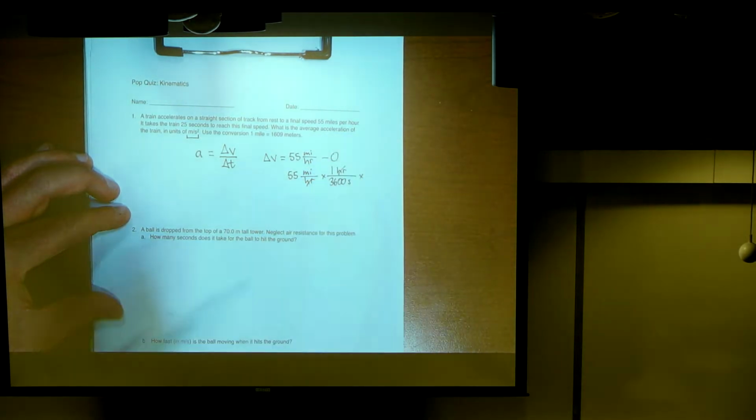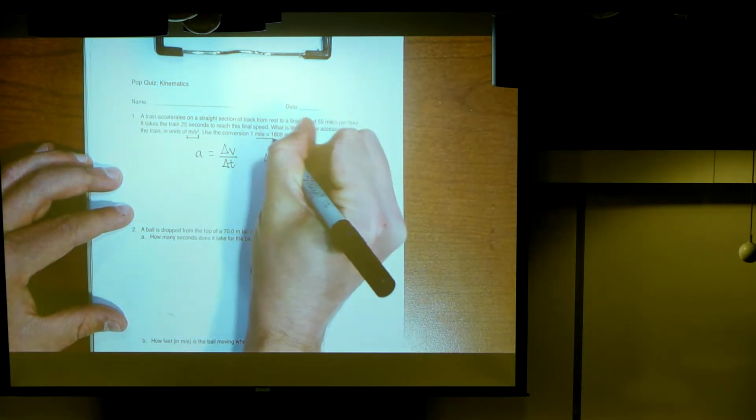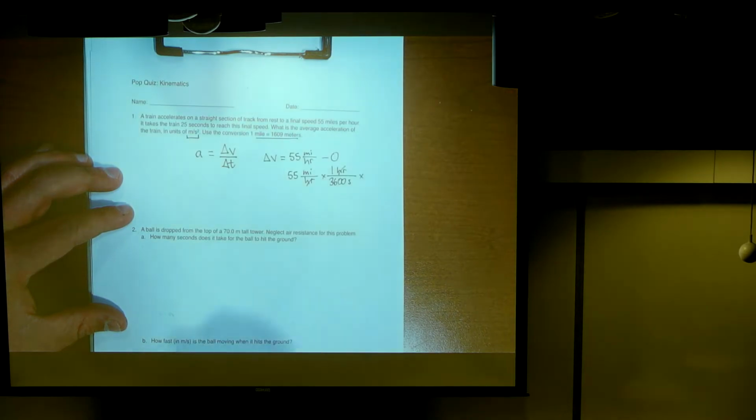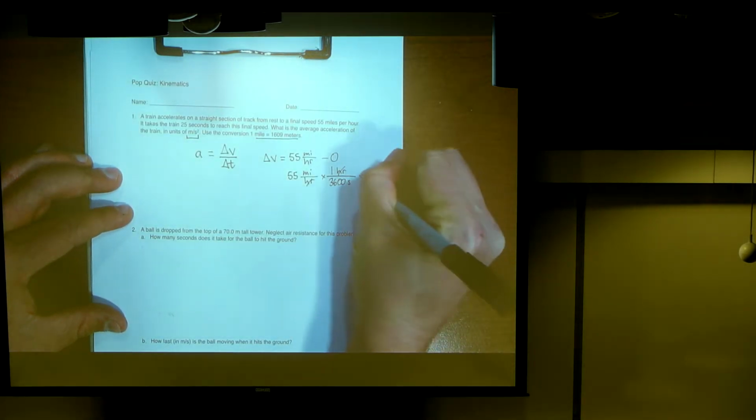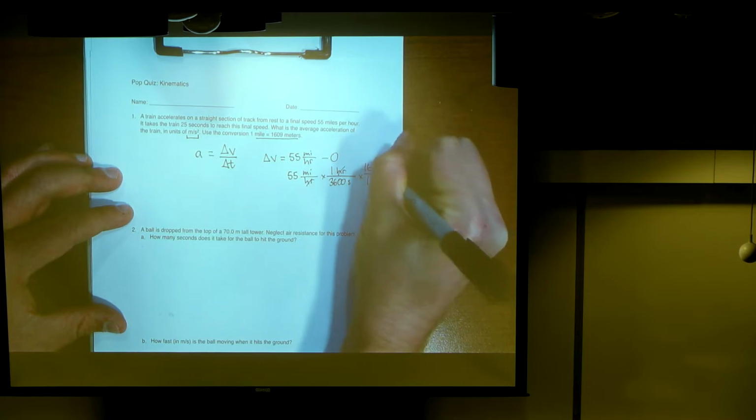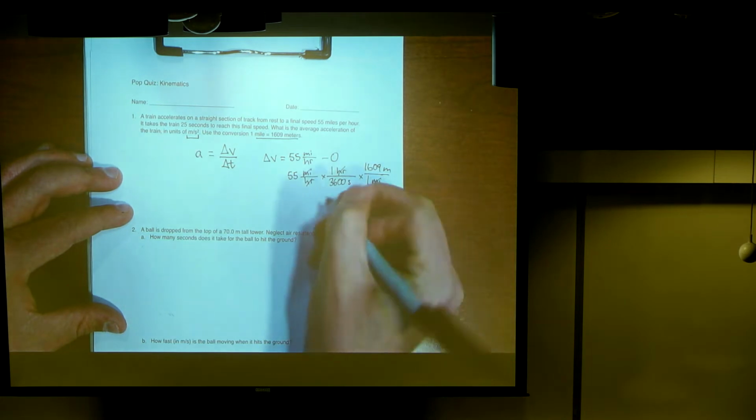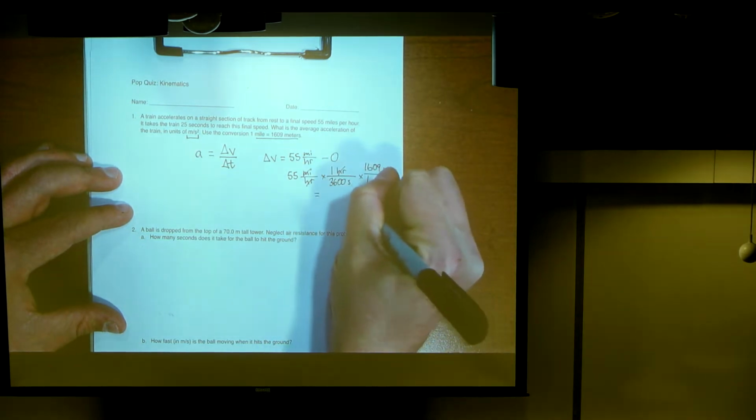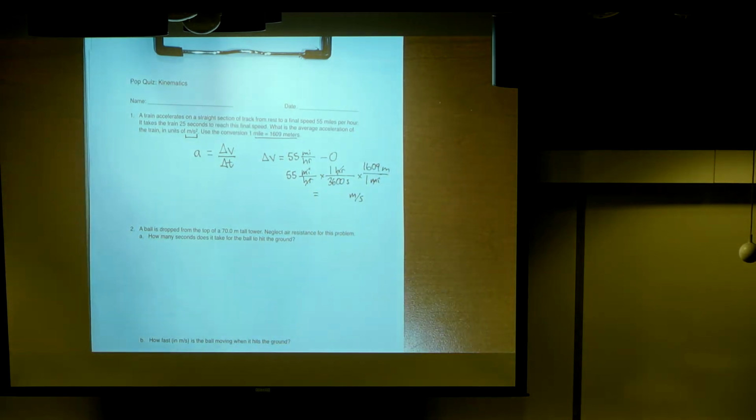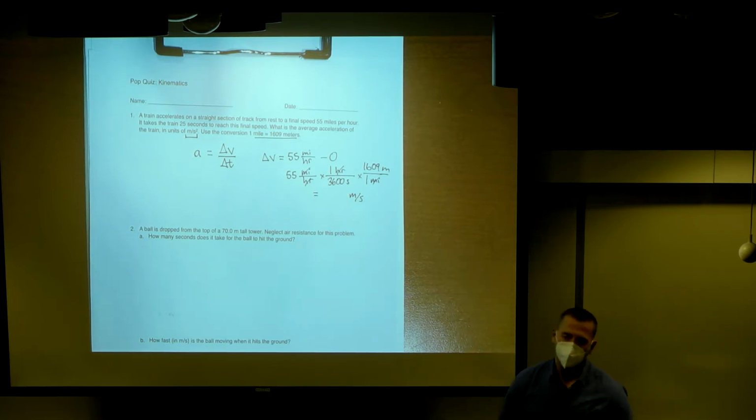But now we have miles as our distance unit, whereas we want that to be meters. So for this, we're going to use the conversion that's given to us in the problem, which is for every 1 mile, I have 1,609 meters. So now I can cancel out miles, and now I get something in meters per second. So my change in velocity is in meters per second. I just need to do 55 times 1,609 over 3,600.